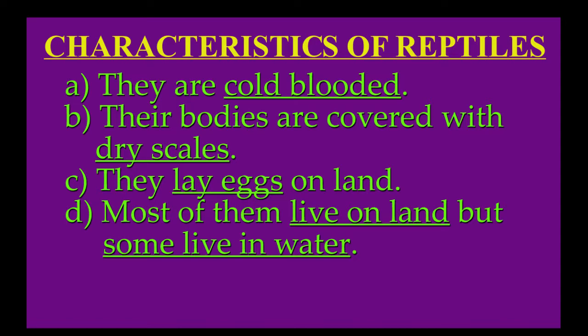Yes, so we have said that they have dry scales, that is good. They lay eggs, that's good. What about their body temperature? Yes, we have said that they are cold-blooded. Yes, that means that they don't have a constant body temperature. Their body temperature changes with that of their surrounding. Then from there, we have said that some of them live on land and some in water.